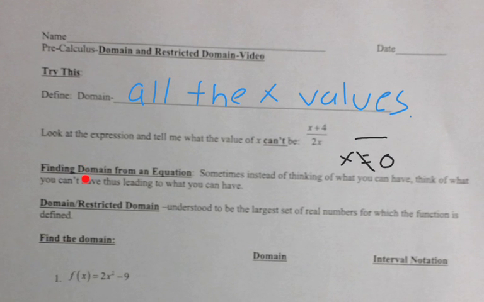So if we look here, finding domain from an equation, sometimes instead of thinking of what you can have, think about what you can't have. Thus, by process of elimination, we know what we can have as our domain. So in this particular expression, we know that x cannot equal 0, but it can equal every single other number in the number system.